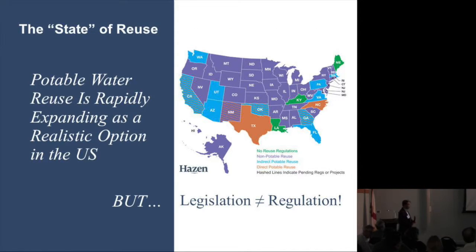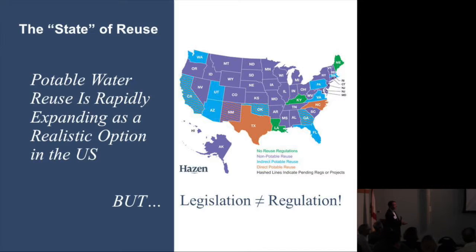And I'll just have to talk through this. So what I've got here is a map of reuse in the United States, and the purple states are the non-potable reuse typically, but we've also got a number of states that currently allow indirect potable reuse, direct potable reuse, and/or are migrating towards indirect or direct potable reuse regulations.